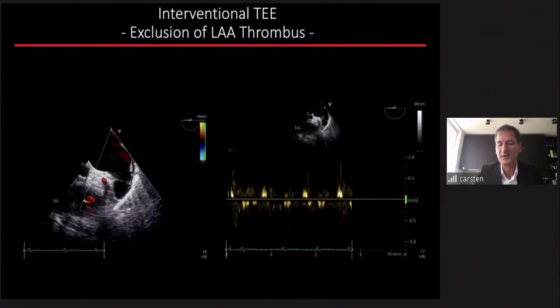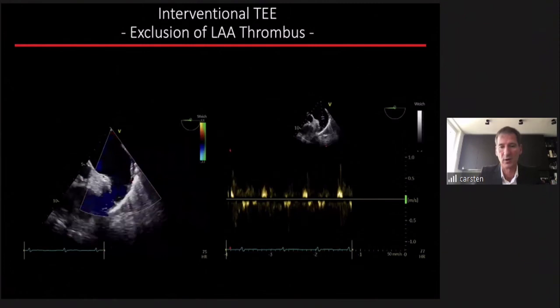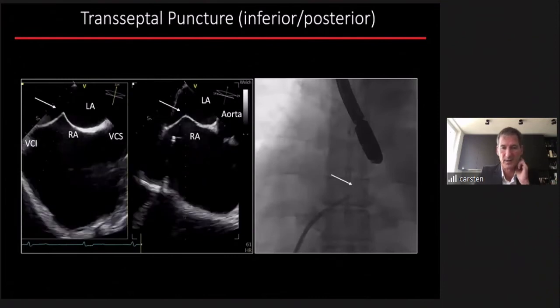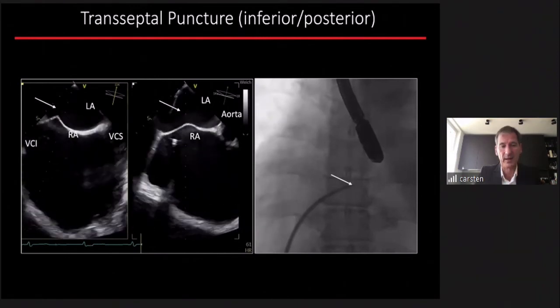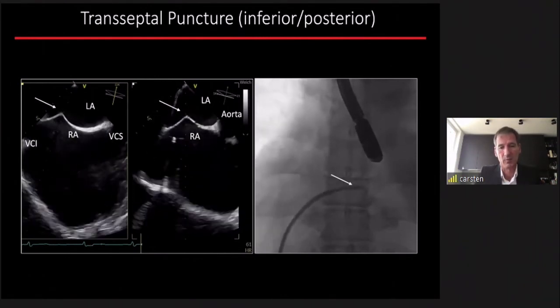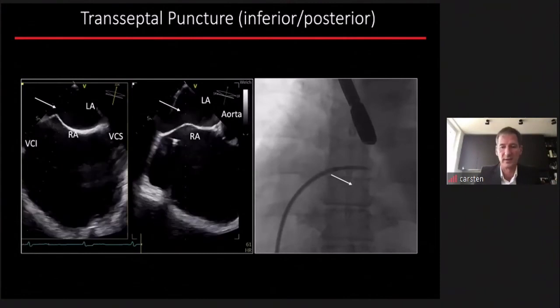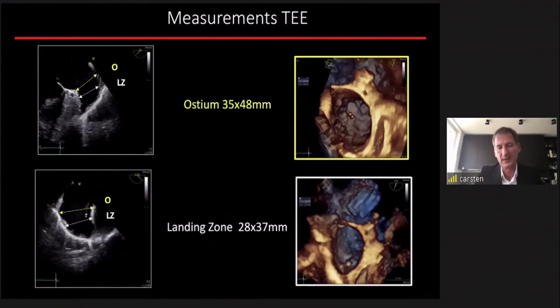We do the TEE on the table. It's better for the patient, so no TEE before. We did a CT here to exclude thrombi, but usually you do it on the table, as you see here. Big LAA, and then the transseptal puncture. We spoke about it: in the X-plane, bicaval view inferior and AP posterior. So here it's a little bit of bending of the needle before it advances, and we are in the left atrium. So 3D TEE is really a good method to measure ostium and landing zone.